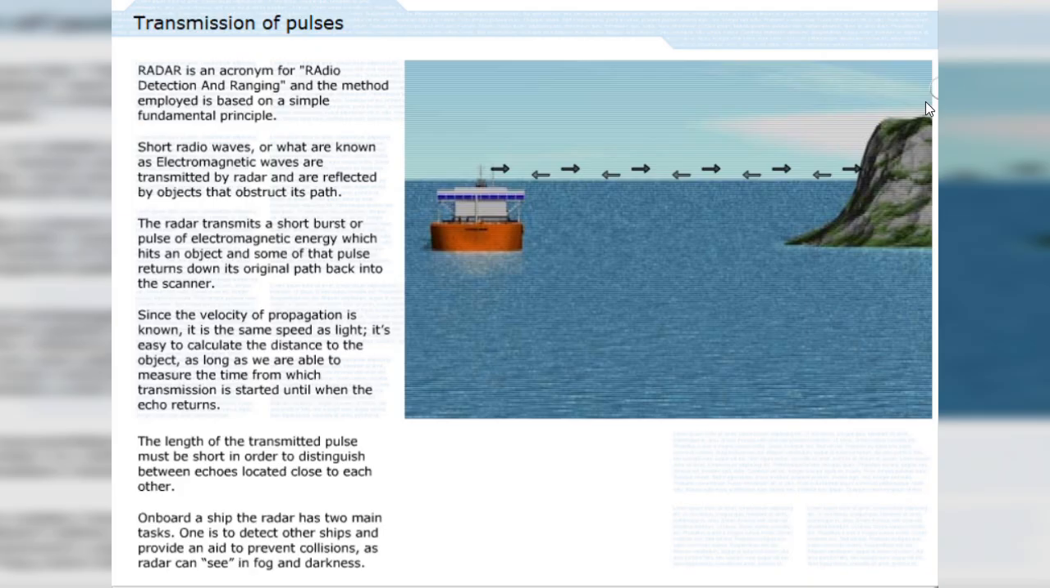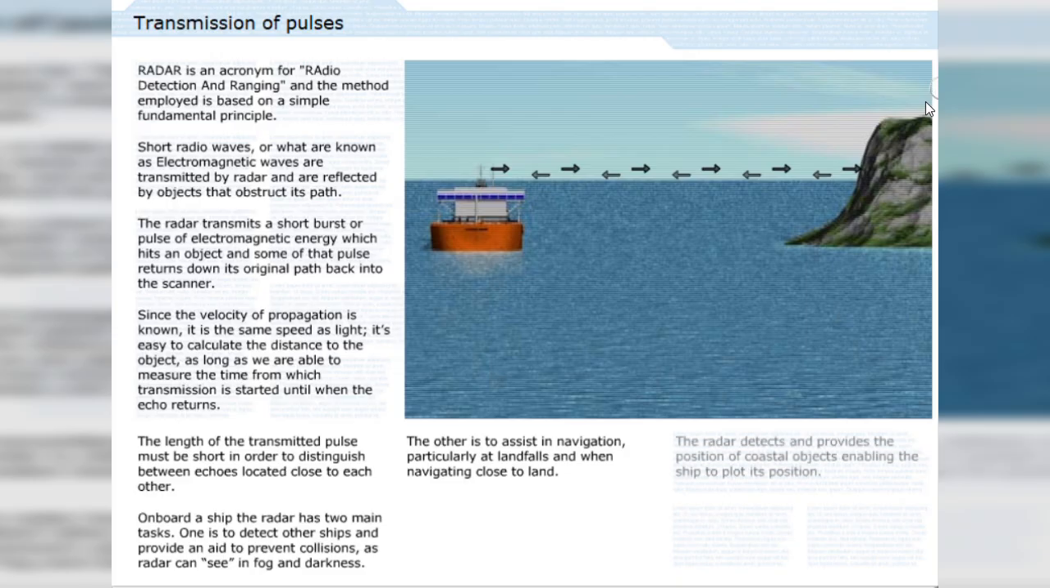One is to detect other ships and provide an aid to prevent collisions, as radar can see in fog and darkness. The other is to assist in navigation, particularly at landfalls and when navigating close to land. The radar detects and provides the position of coastal objects, enabling the ship to plot its position.